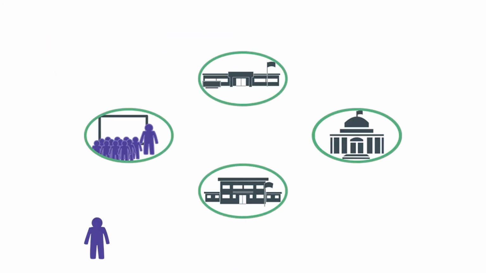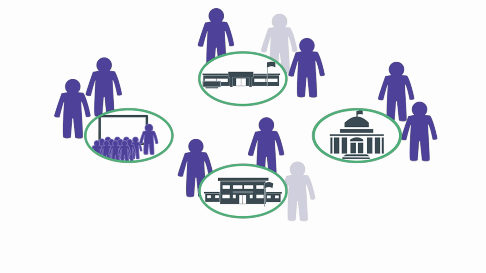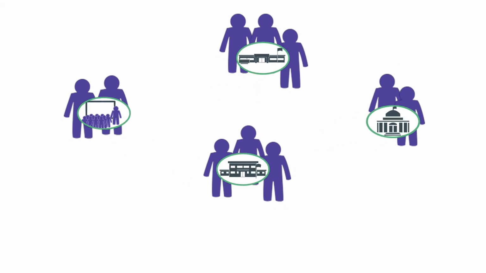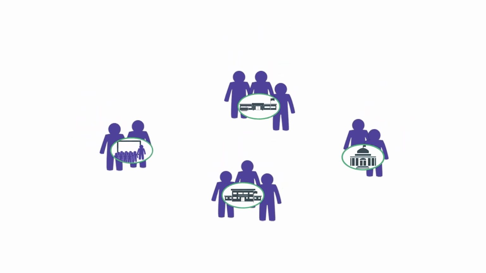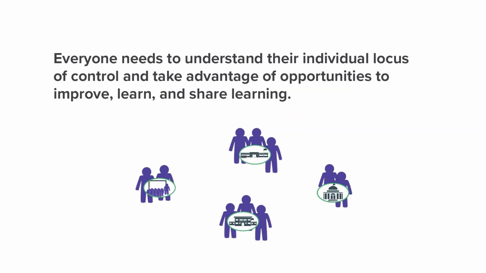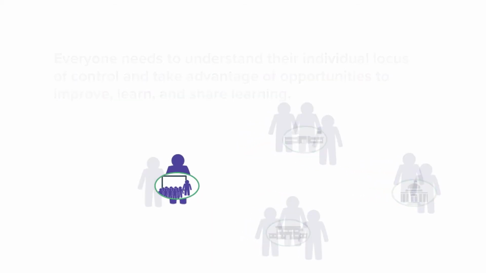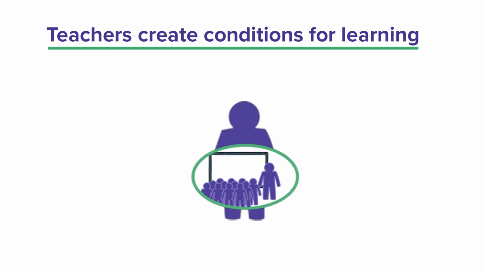No one can change a system alone. This is really important to understand. Systems change is created through the cumulative action of many people at different levels of the system. We each need to focus clearly on how we can best impact change at our own particular place in the system. Everyone needs to understand their individual locus of control and take advantage of opportunities to improve, learn, and share learning. For teachers in a public school system, the place they have the most control is in their classroom.